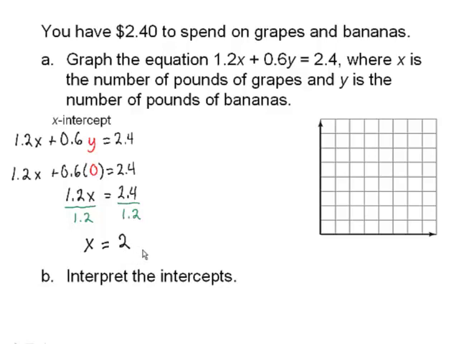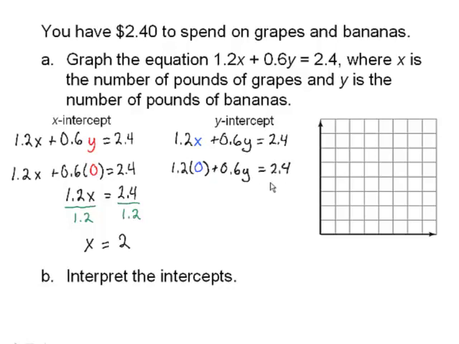Now let's find the y-intercept. Remember, to find the y-intercept, substitute 0 for x. We have the equation 1 2/10 times x plus 6/10 times y equals 2 4/10. When we substitute 0 for x, we get 1 2/10 times 0 plus 6/10 times y equals 2 4/10.